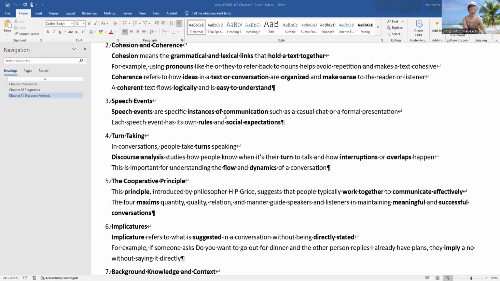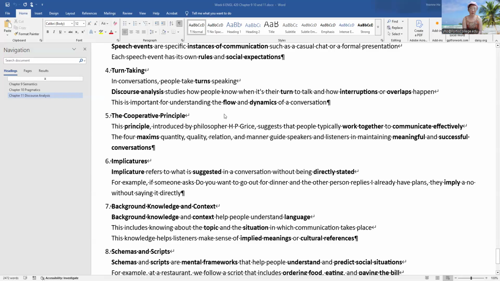The cooperative principle. This principle, introduced by philosopher H.P. Grice, suggests that people typically work together to communicate effectively. The four maxims of quantity, quality, relation, and manner guide speakers and listeners in maintaining meaningful and successful conversations. This means you have to learn the different turn-taking of different cultures. You have to learn the different ways different cultures write and have cohesion. In other words, like Japan has just that one subject, "he," for instance, okay?